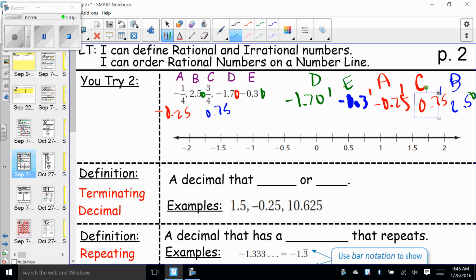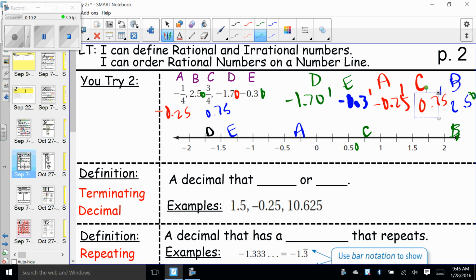I know it's a little messy there, but you should be just checking your answers at this point. So the D value then would be right about here, negative $1.70. The E value would be negative 1.30. The A value would be negative 25 cents. So the C value is 75 cents, which should sit about right there because this is 50 cents. And finally, the B value should be $2.50, which actually ends up being off the graph. Sorry about that. Just realized that.